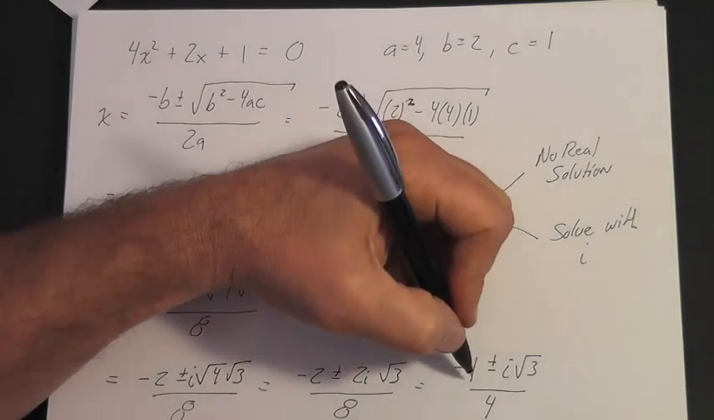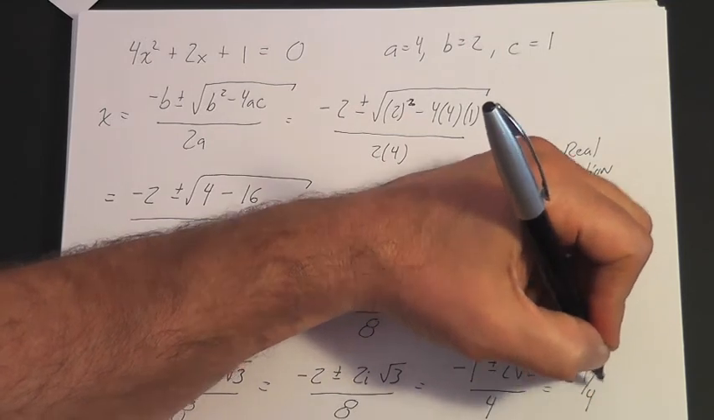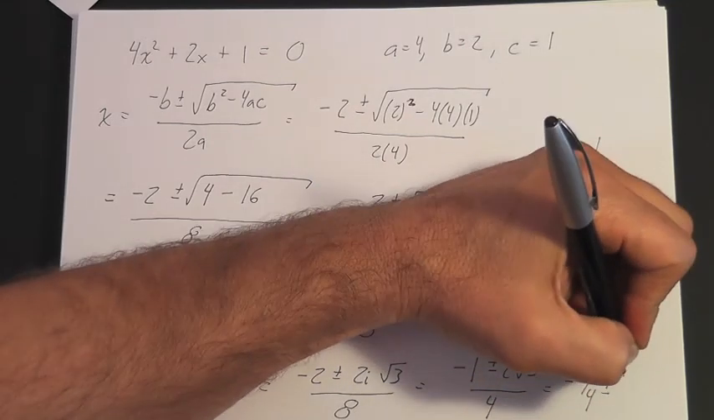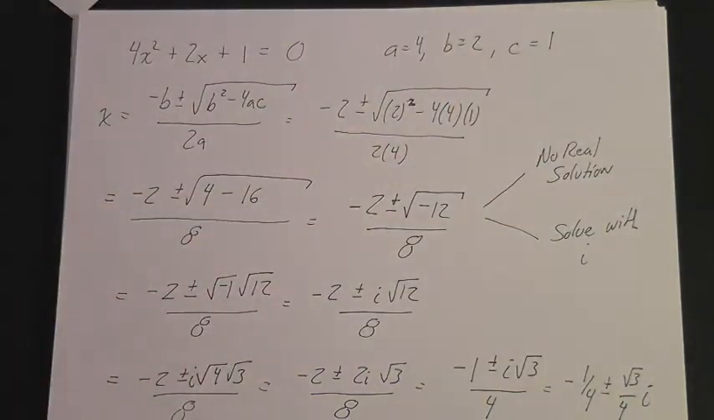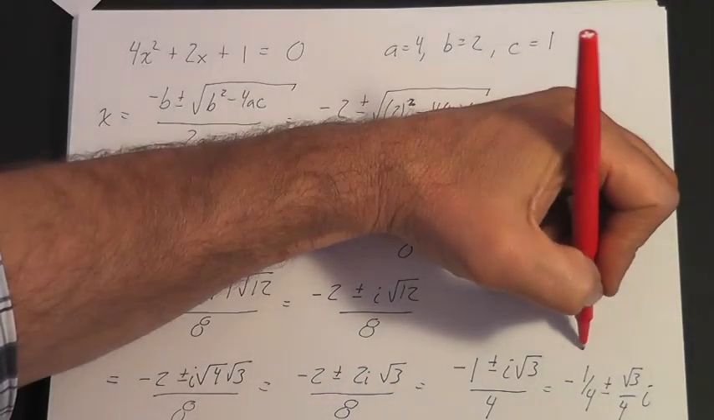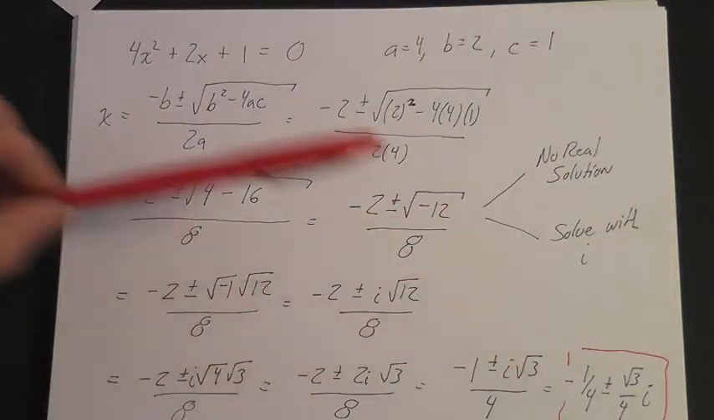And the very last step is we want to break up the real and the imaginary parts. So your final answer is minus 1/4 plus or minus root 3 over 4 i. And that's how you do quadratic formula.